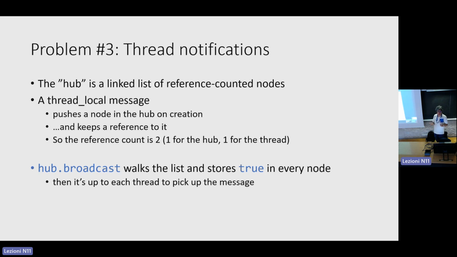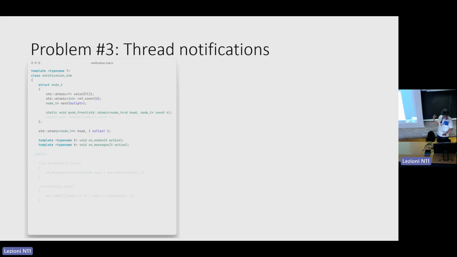This machinery is required because sometimes your threads will die before the hub. Sometimes the hub will die before the threads. So you basically have nodes that have a reference count starting at 2, and then you decrease it when the hub is destroyed or when the thread is destroyed. Broadcast is simply visit the list and set everything that you find to true. Okay. Sorry, the font is a bit small, but if you had very good glasses, you can read ref count equal to 2.